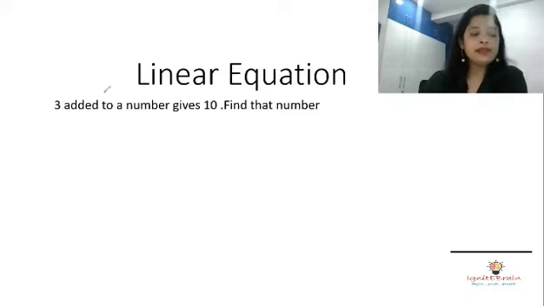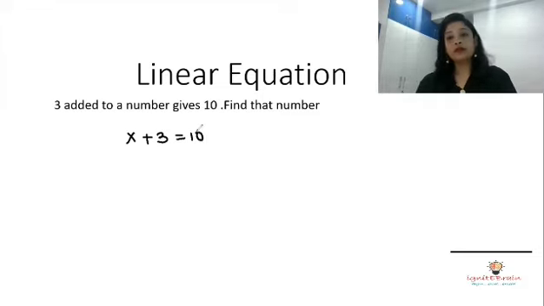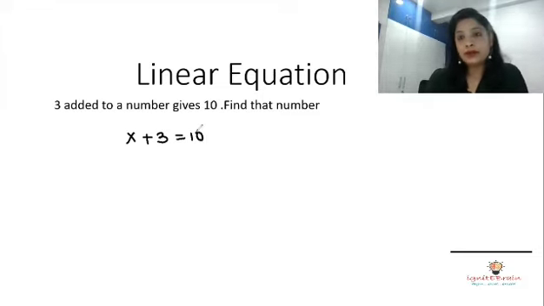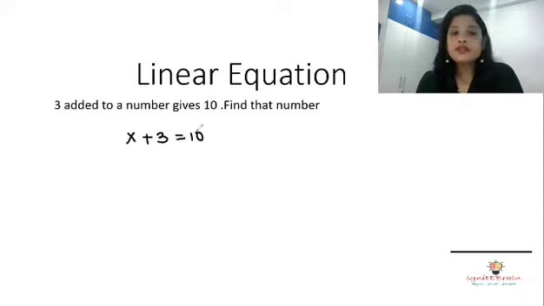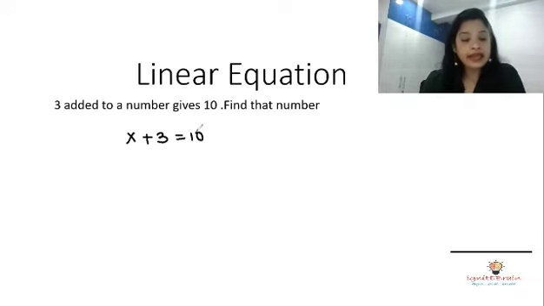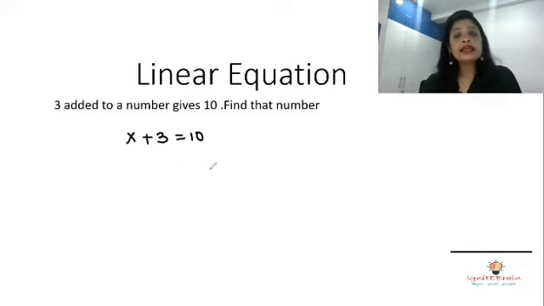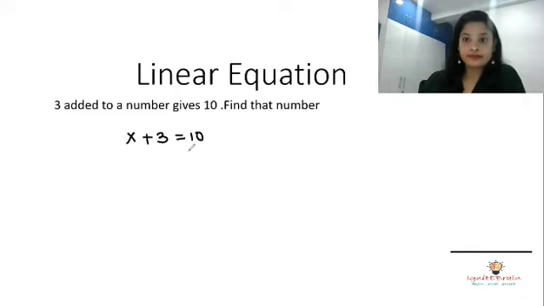So what we can simply write here is x plus 3 gives us 10, right? It means 3 when added to a number gives 10. We have just assigned a variable x to that number. Now this is an equation, right? And it helps us to write the problem in a shorter way.